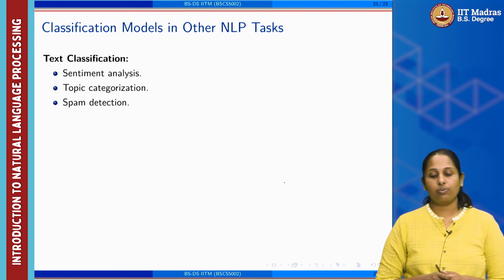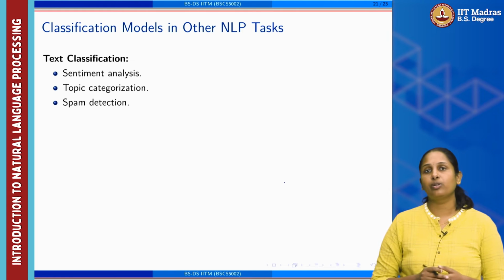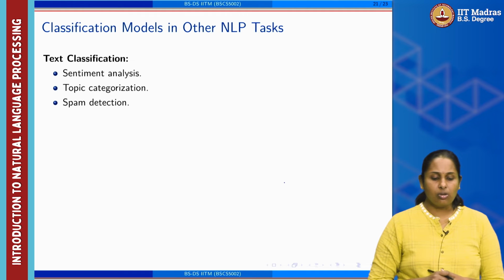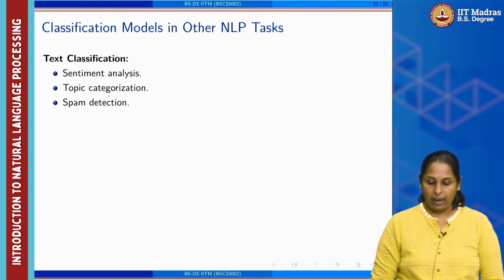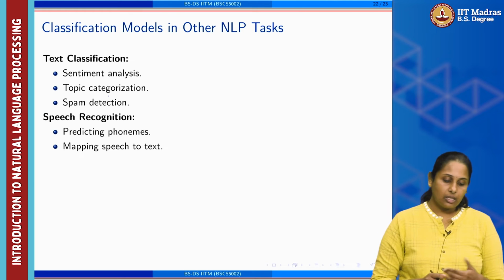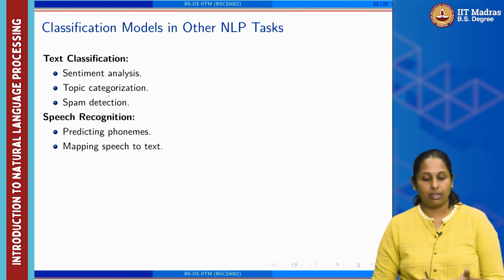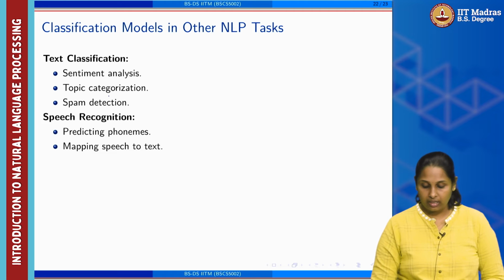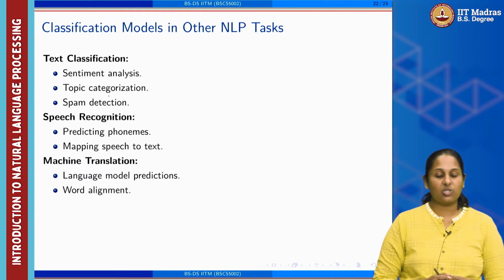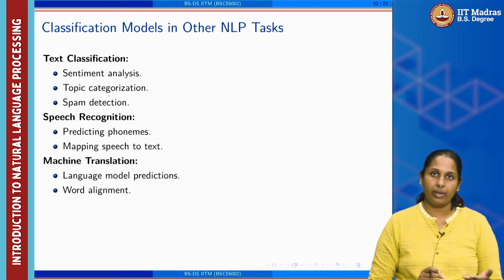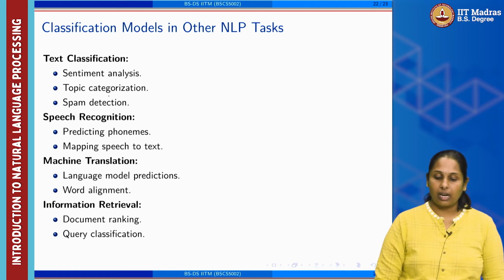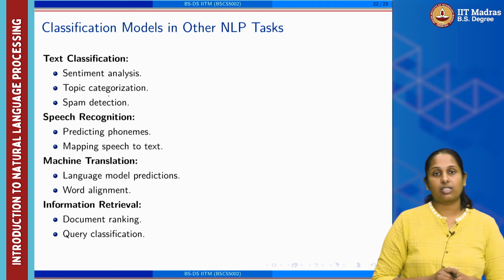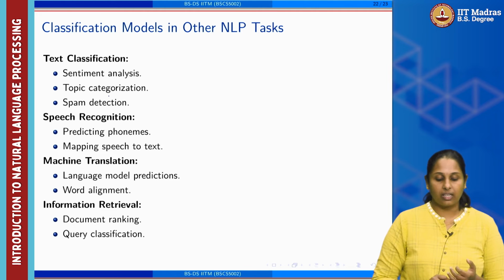These classification models are often used in other NLP tasks too. For example, in text classification like sentiment analysis, topic categorization, and spam detection, and in speech recognition, where we predict phonemes and map speech into text. In machine translation, language model predictions and word alignment also use classification models, and in information retrieval, document ranking and query classification can be done with them.